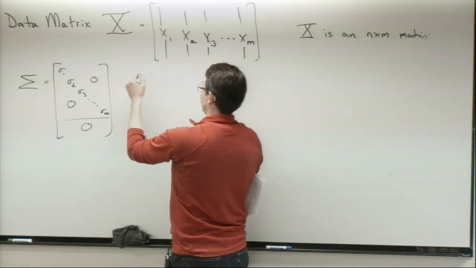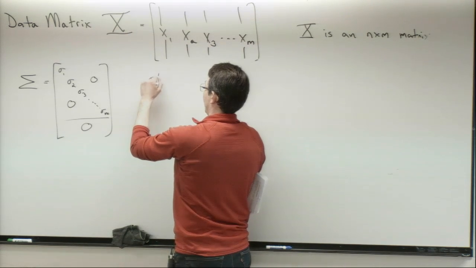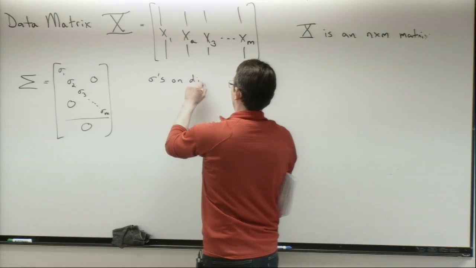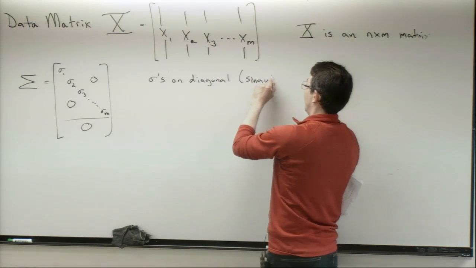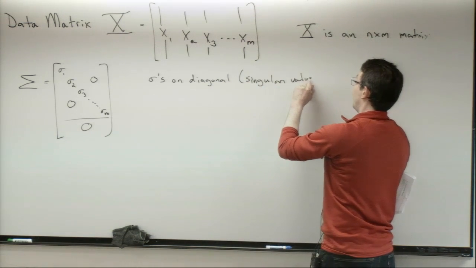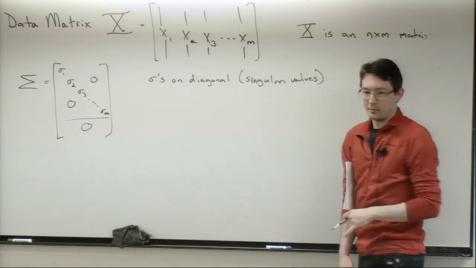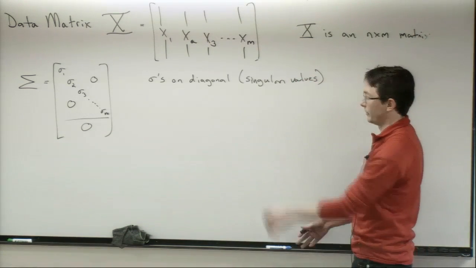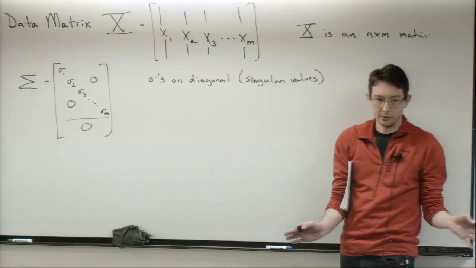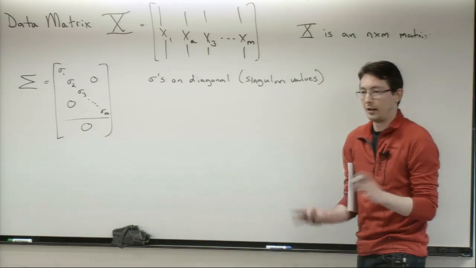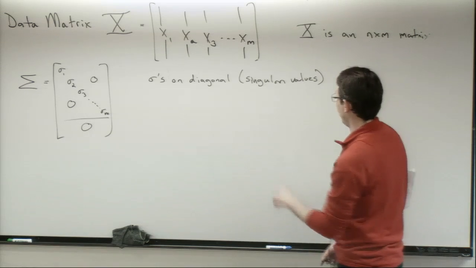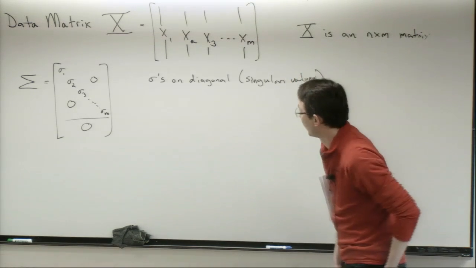So, sigmas on the diagonal, these are called singular values. The reason they're called singular values is completely historical. Like 100 years ago, people looked at singular integrals and found out that you can derive this singular value decomposition, and that's not at all how we derive it now. But they're still called singular values.